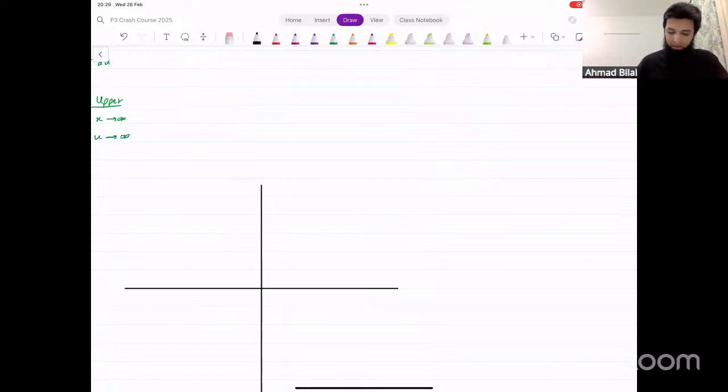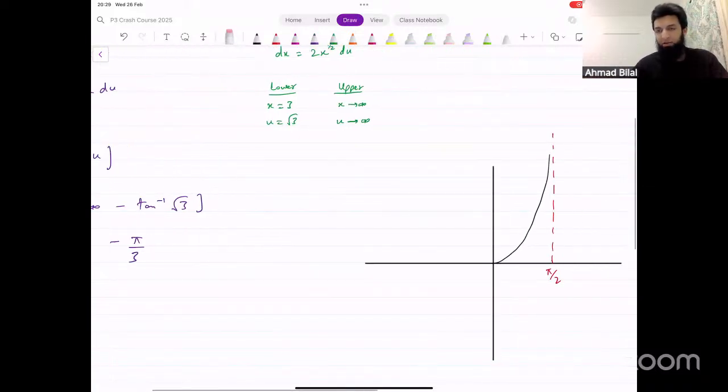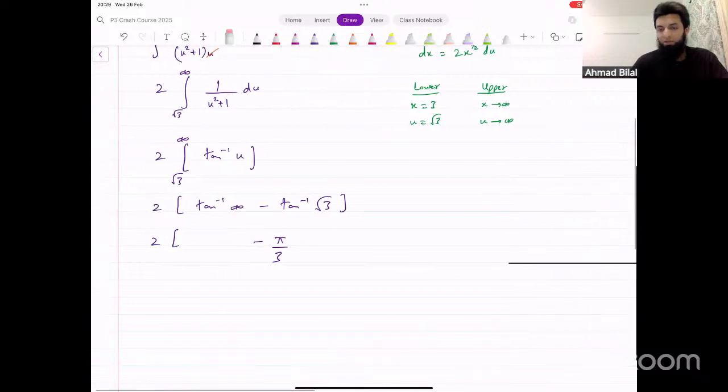The tan graph, it goes like this, right? When does it go to infinity? At pi over 2. When cos is 0, you can think of it that way as well. Cos is 0 when x is pi over 2, right? So this is going to be pi over 2. You can think of the tan graph, or you can think of when cos is 0.